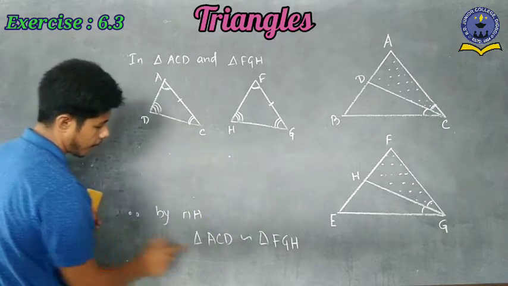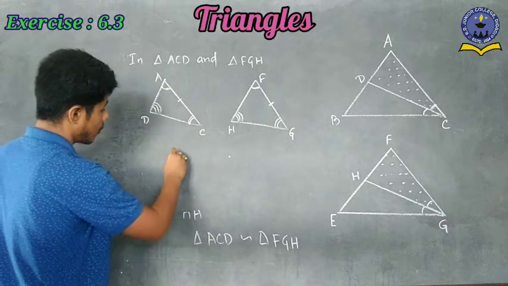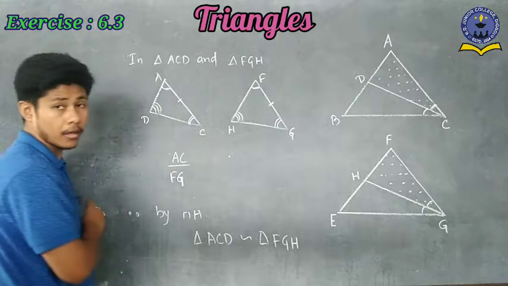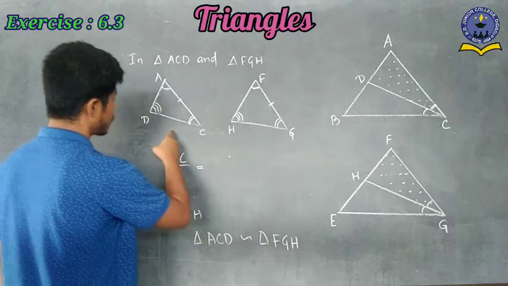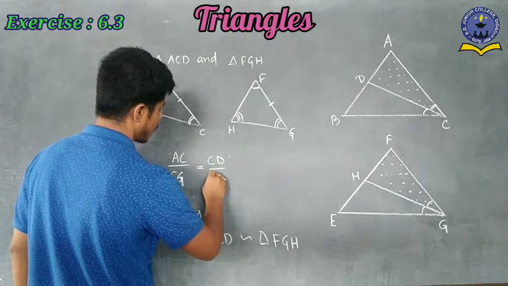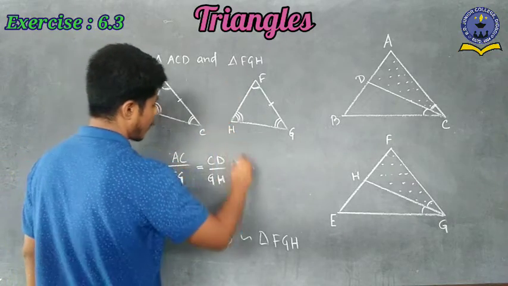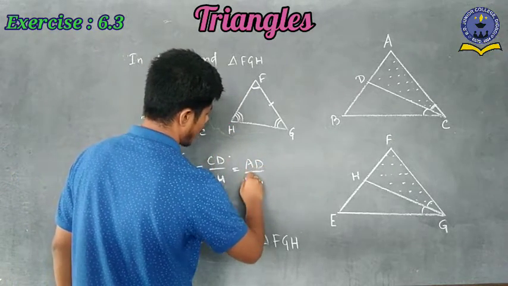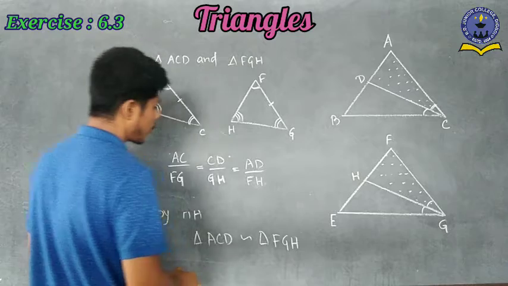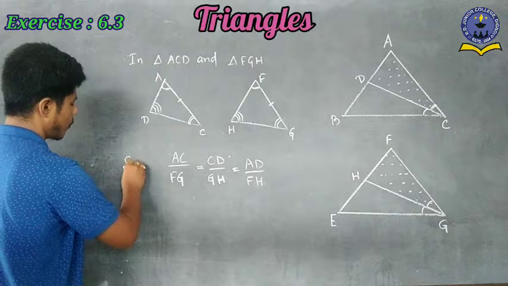After this step, you have to write AC by FG equals the ratio of their corresponding sides, that means CD by GH. Then CD by GH equals, the last one, AD by FH. So you write AD by FH. After writing this, ratio of their corresponding sides, that's how we get this result.